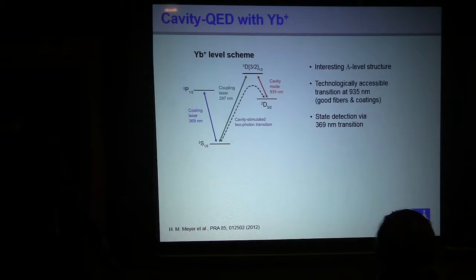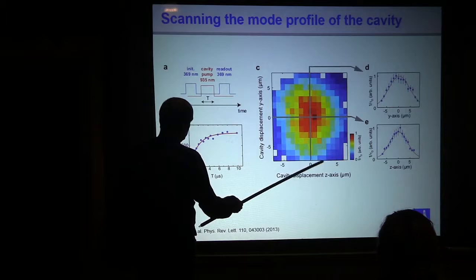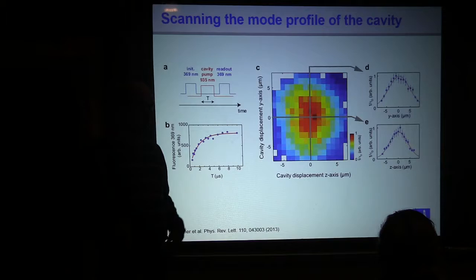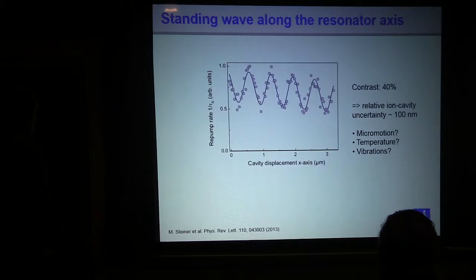And the rate for this process is shown here in this false color plot, and you see here the rate is the highest, so that's the center of the mode, and then the mode falls off like a nice Gaussian, and the waist of the Gaussian is on the order of 5 microns, which is what we expected from our cavity parameters. So that's basically fixed by the ratio of curvature of the mirrors and the distance between the mirrors. And this provides a nice coupling. The localization of the ion between the mirrors is relatively good. We can see the localization on this plot here.